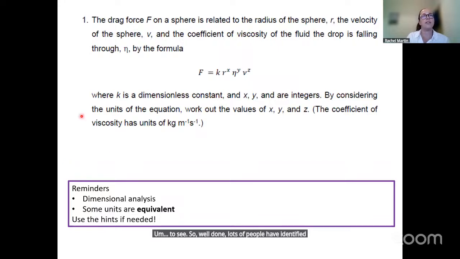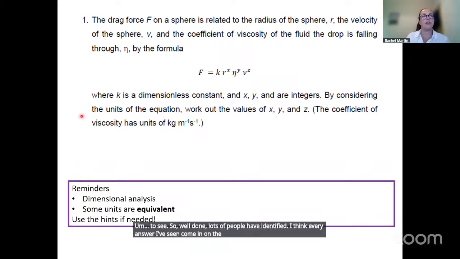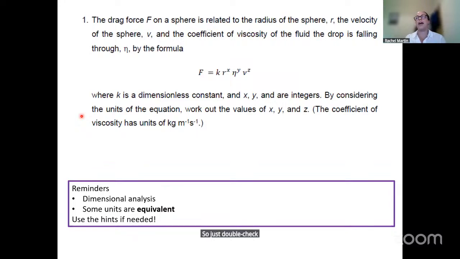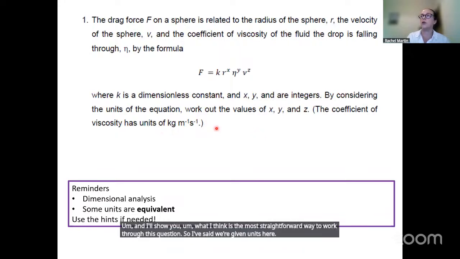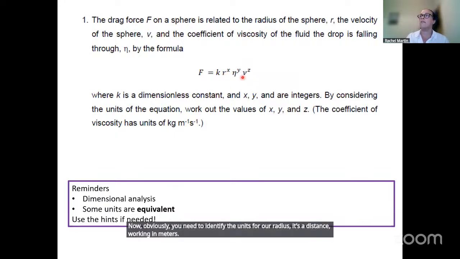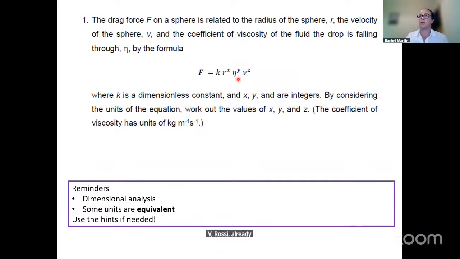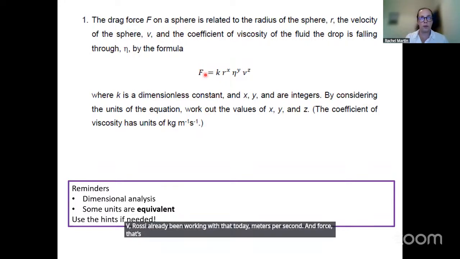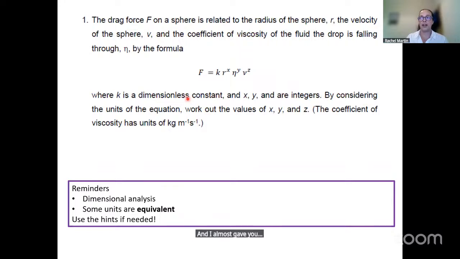Lots of people have identified... I think every answer that I've seen come in on the chat is correct, because the final answer is that all of them end up being 1. So just double check. If you have got any of X, Y, and Z not as 1, make sure you're really listening closely now. And I'll show you what I think is the most straightforward way to work through this question. So I've said we're given units here. Now, obviously, you need to identify the units for R, radius, it's a distance, working in meters. V, velocity, already been working with that today, meters per second. And force, that's where we'll need to do a bit more in terms of our derivation.